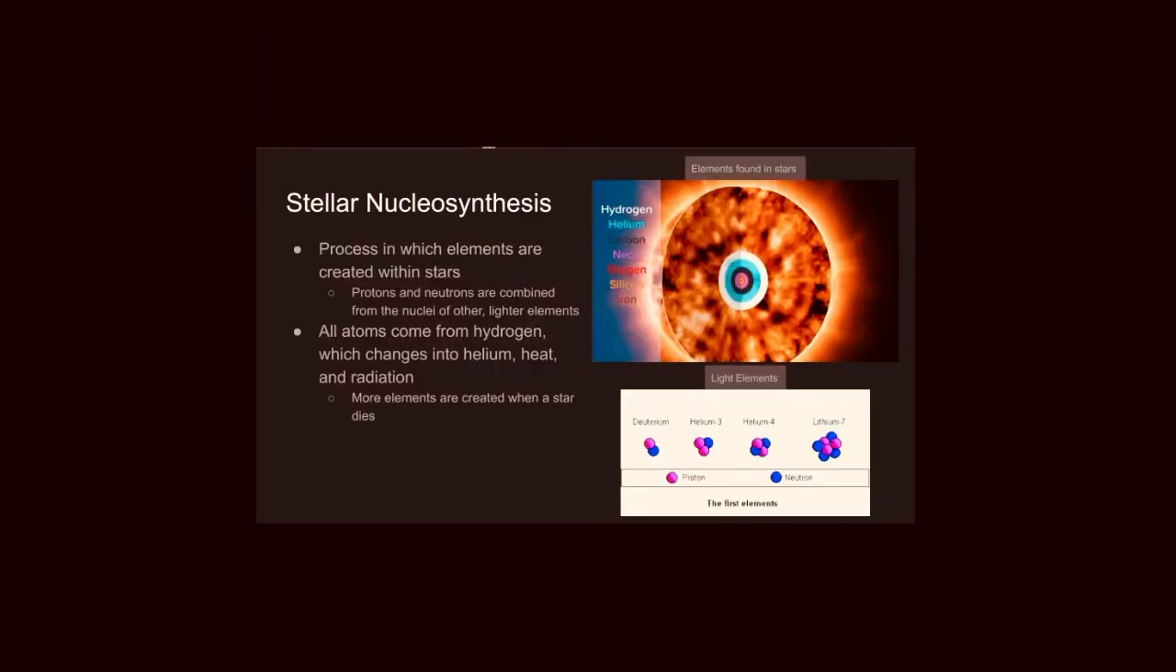Stellar nucleosynthesis is the process in which all the elements are created within the stars. This process starts with the collision of protons and neutrons in the nuclei of light elements. All elements emerge from hydrogen, which turns into helium, heat, and radiation within the star, and eventually become larger elements once the star dies or explodes.